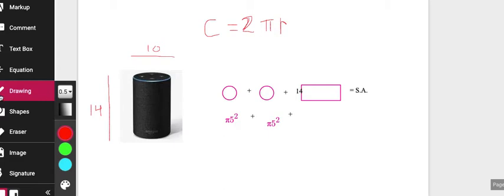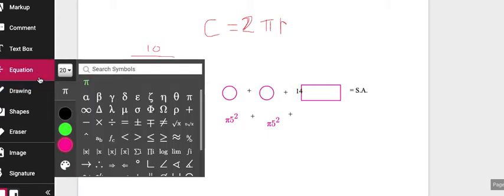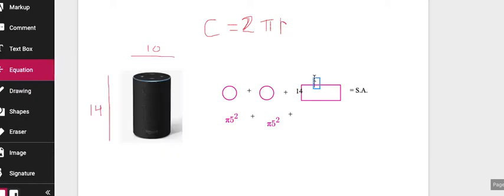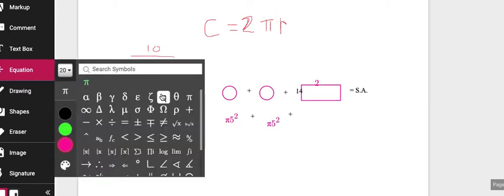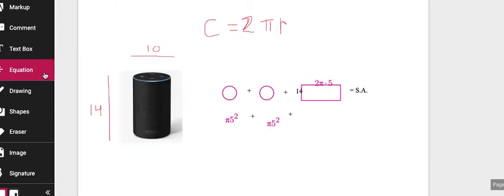So I'm going to go back and do that. That's going to be this length. That is going to be 2 times pi, times my radius, which is 5. So I'm going to times that by 5. Okay, so I'm not done though. I've got to be careful, all right?